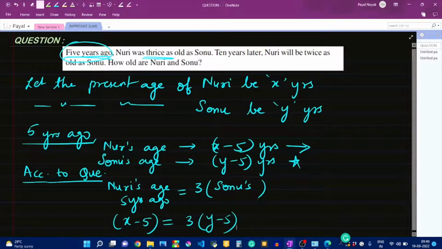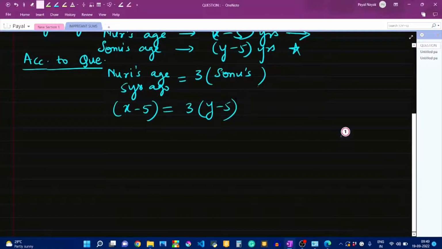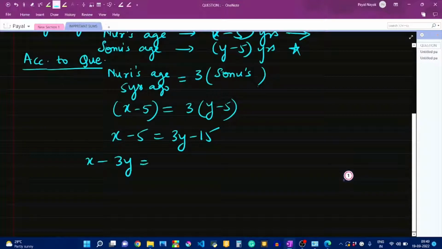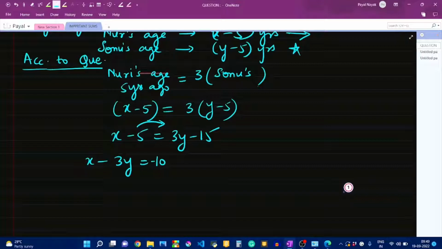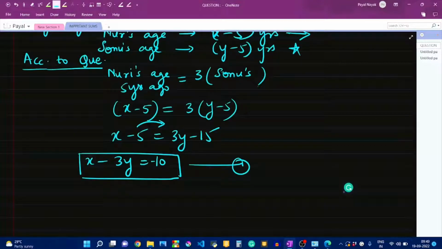So now when you solve this equation further, you can simplify it, and then it becomes X minus 5 is equal to 3y minus 15. So this becomes X minus 3y is equal to, this 5 will go on that side, and it becomes minus 10. So this is your first equation that you are going to solve. Now let us move on to the next equation.